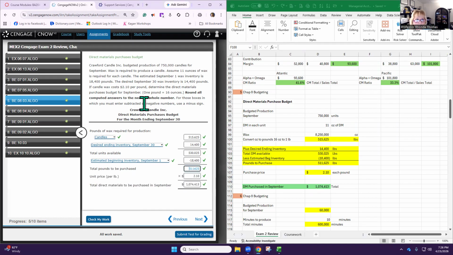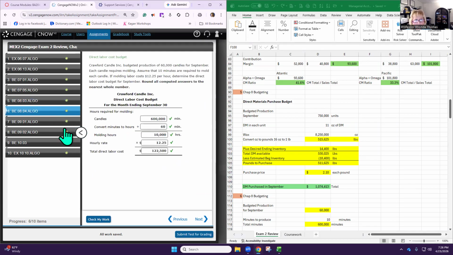511,625, and my price is $2.10 a pound. So I got 1,074,413 as my total that I need to purchase.